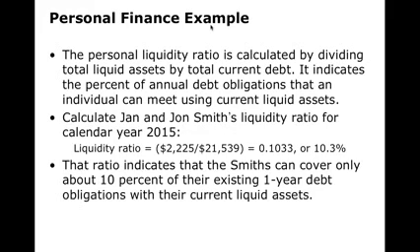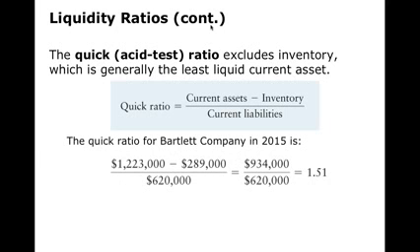Now in your personal finance, you would want to look at your total liquid assets by your total current debt. Just think of this: how much cash do you have in the bank versus how much do you owe on your credit cards? That would be a liquidity ratio that you could put together as a personal ratio. And you want to make sure that you have more current assets than current liabilities.